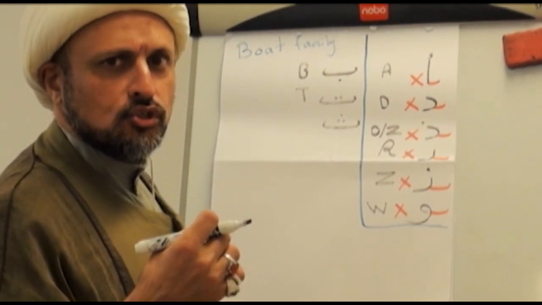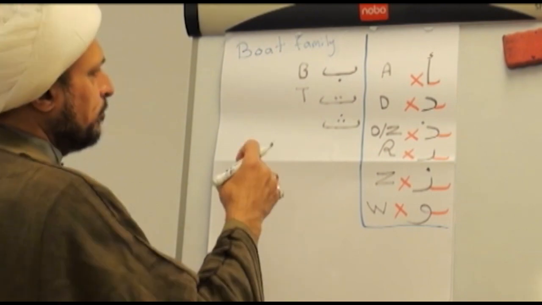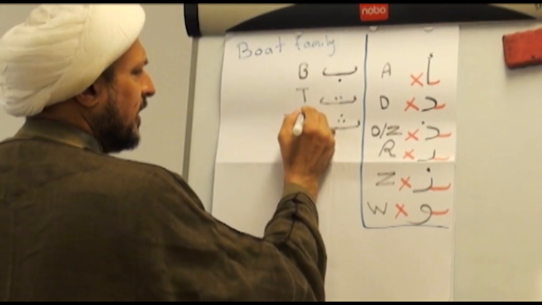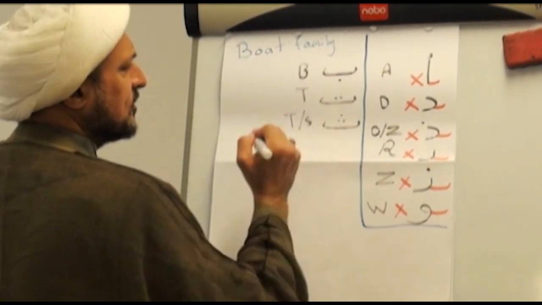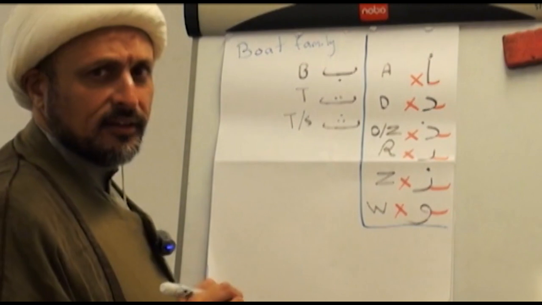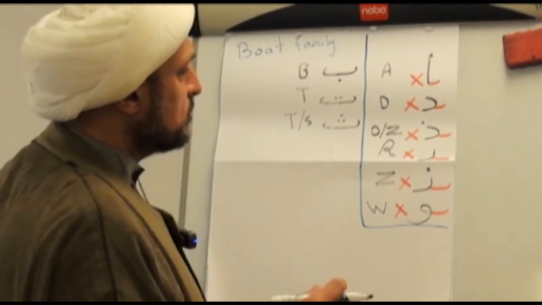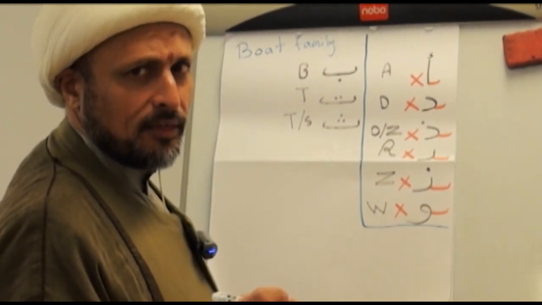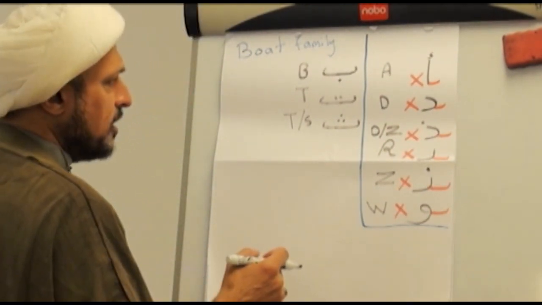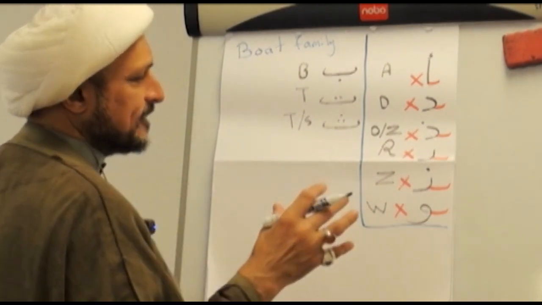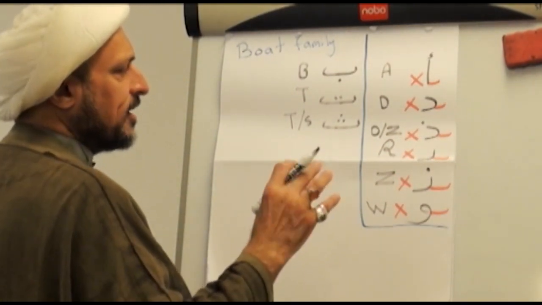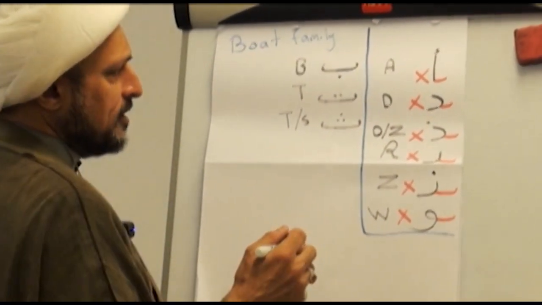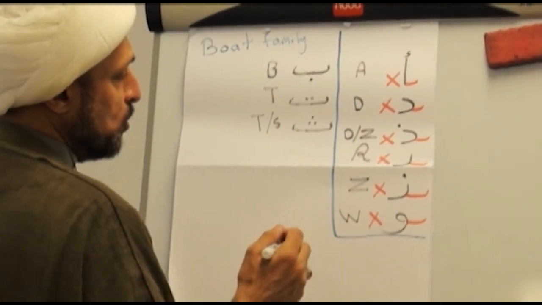So this tha sound is something like between T and S. They write it TH, but it's something like T and S. So tha is like T plus S. Make a mixture out of it. These are the ba, ta, tha. Three boats.